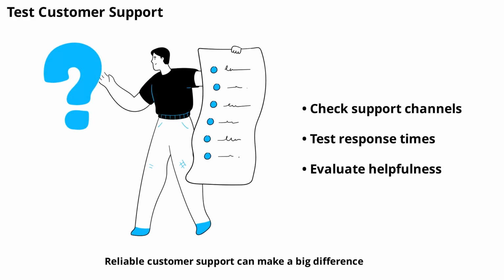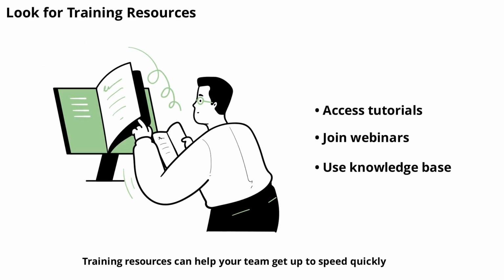Reliable customer support can make a big difference, especially if your team is new to social media management software. Test the support options available, such as live chat, email, or phone support. Quick and helpful responses can save you time and frustration if you encounter any issues. Training resources can help your team get up to speed quickly. Look for software that offers tutorials, webinars, or a knowledge base.